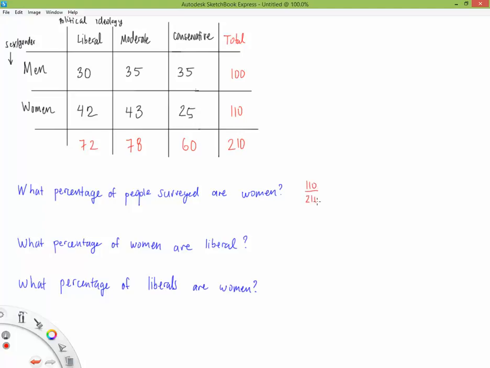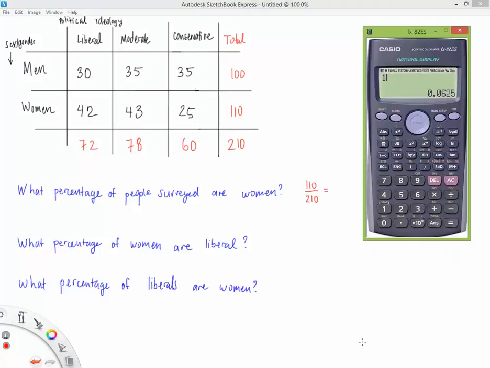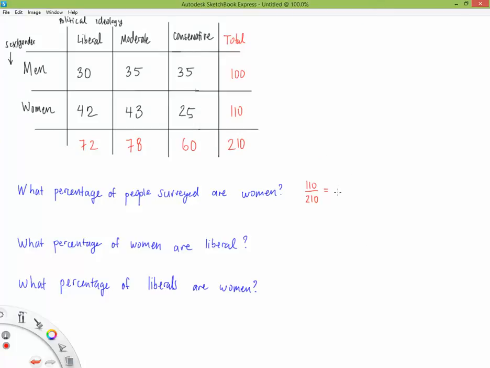What percentage of the people surveyed are women? 110 over 210. And 110 divided by 210, 0.5238, okay? Any questions there? Okay. What percentage of women are liberal? So we do 42 divided by 110, and then, yeah, we'll get that in a moment. And what percentage of liberals are women? What do we do there? 42 over 72. Okay, can we see the distinction between these?